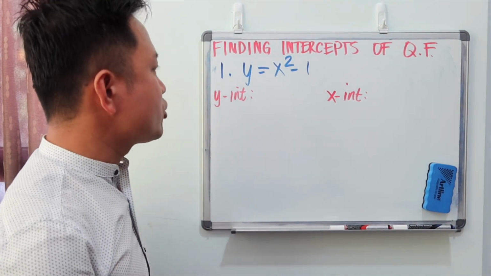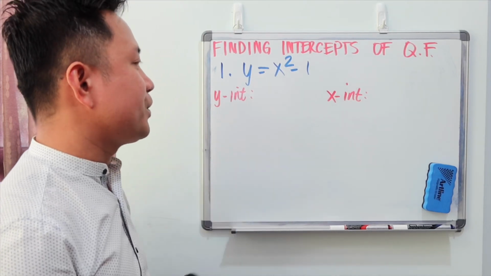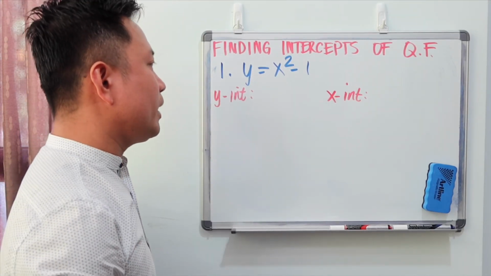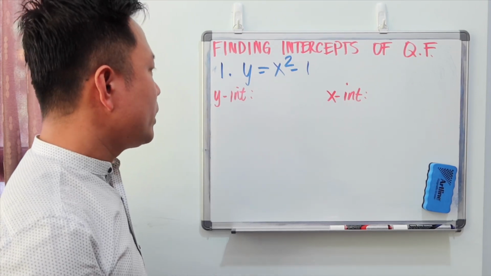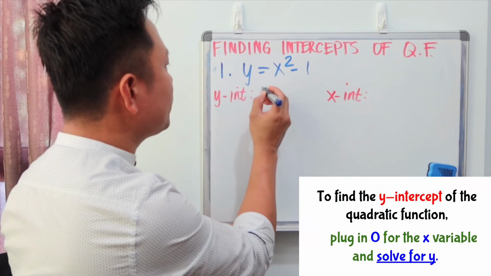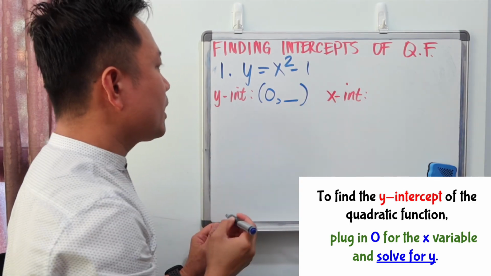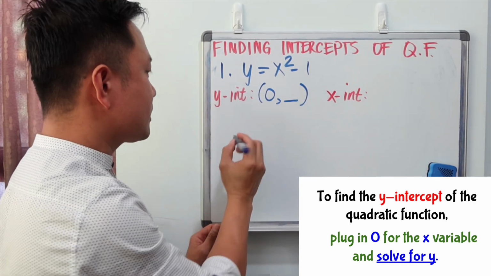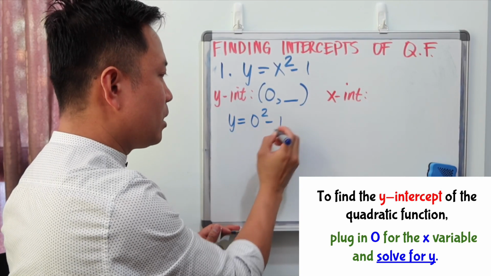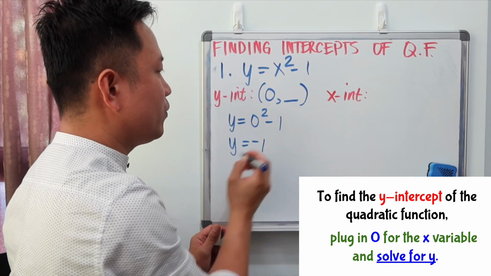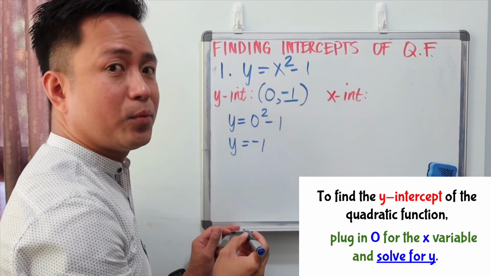So in this quadratic function, we know that it is a parabola that's concave upward because a is positive. But now we're going to solve for the y-intercepts and the x-intercepts of this quadratic function. We know that for the y-intercepts, we're solving for the y value when x is 0. So when we plug in 0 to the x, we now have y is equal to 0 squared minus 1, which is also the same thing as negative 1. This means that the y-intercept is 0, negative 1.